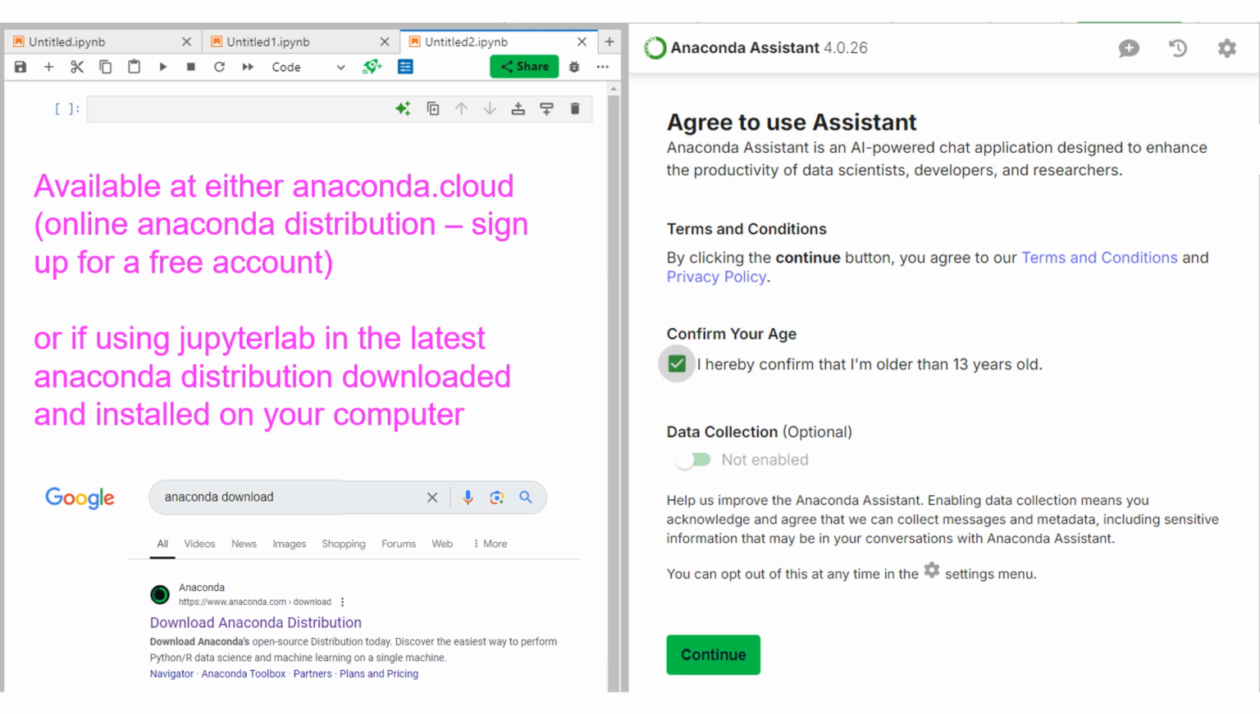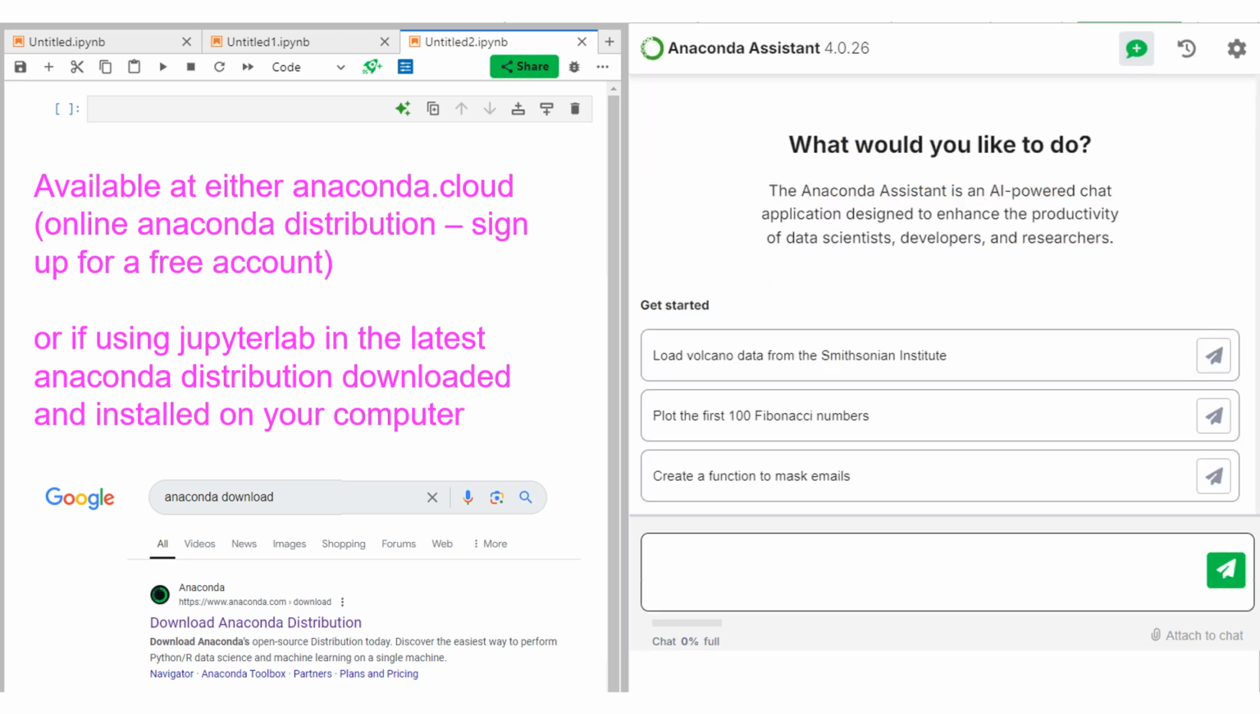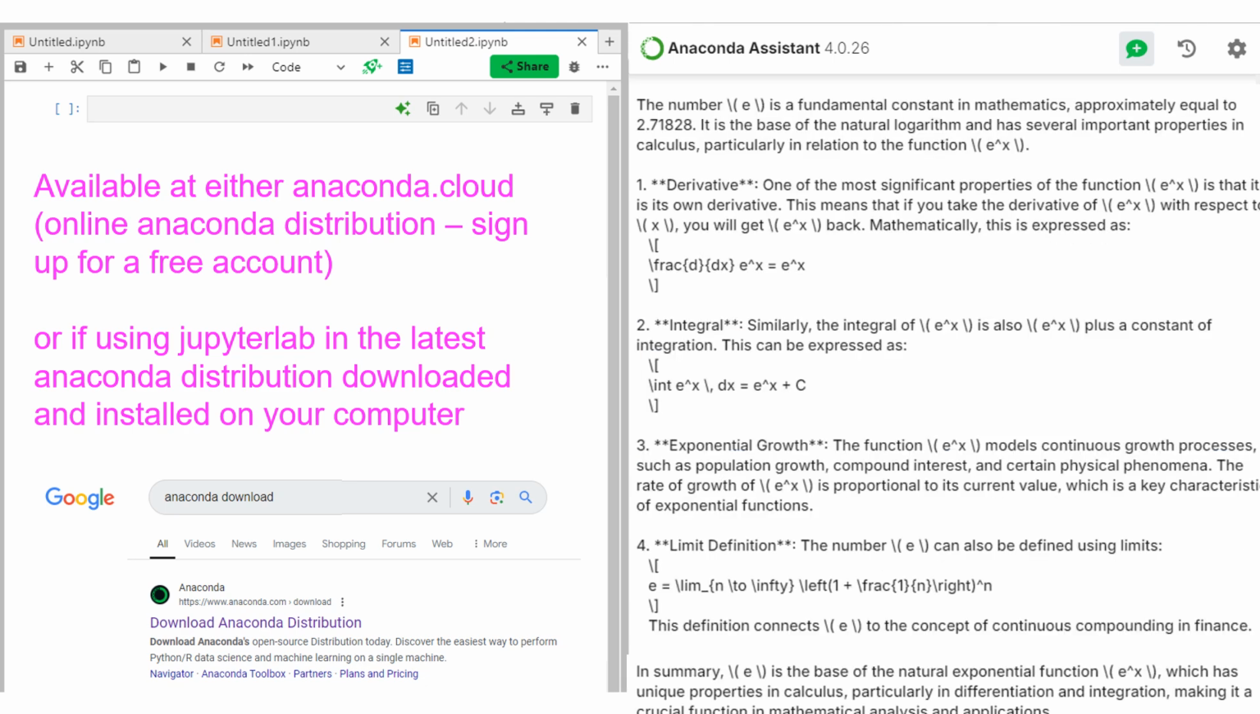So here is the Anaconda distribution at the Anaconda Cloud, or you can download the Anaconda distribution and install it. Either way, you will get to the point where when you go to Jupyter Lab or the Jupyter Notebook, you'll see this screen. You'll need to confirm your age and click continue so you can use the AI assistant. It's essentially ChatGPT for Python. And now you can ask it a question. We're actually going to ask it a non-Python question. In calculus, how is e related to the function e to the x? And here's its response.